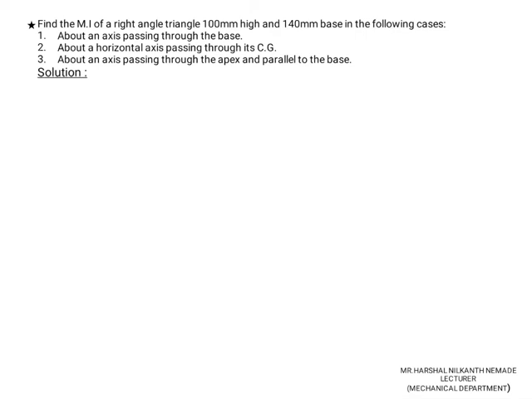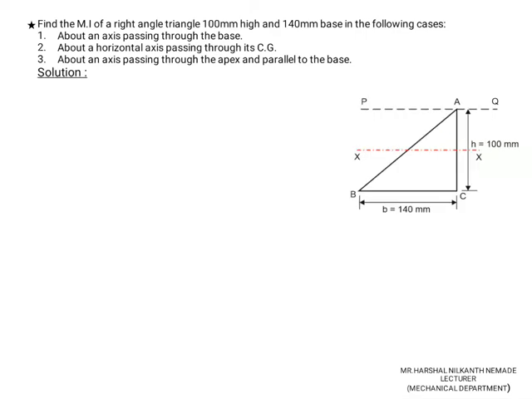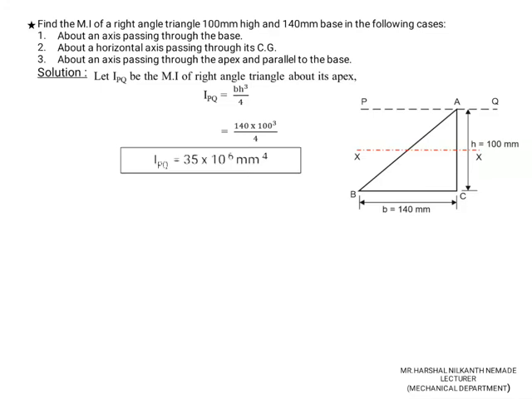Solution. We will draw the diagram. The diagram is given as a right angle triangle. I have drawn the right angle triangle whose base is 140 and height is 100 mm. Let IPQ be the moment of inertia of the right angle triangle about its apex. IPQ is equal to BH cube divided by 4. Substituting the values of B and H in the formula, I get the final answer IPQ is equal to 35 into 10 raised to 6 mm raised to 4.